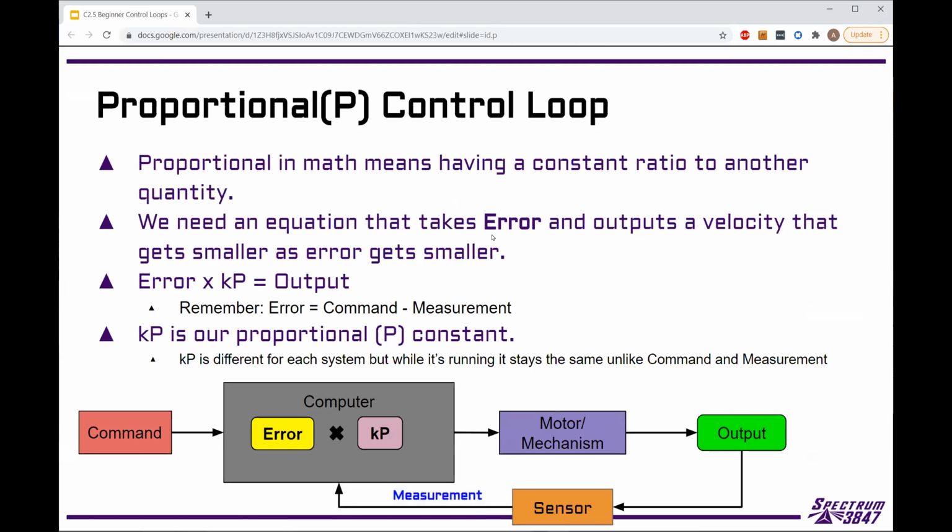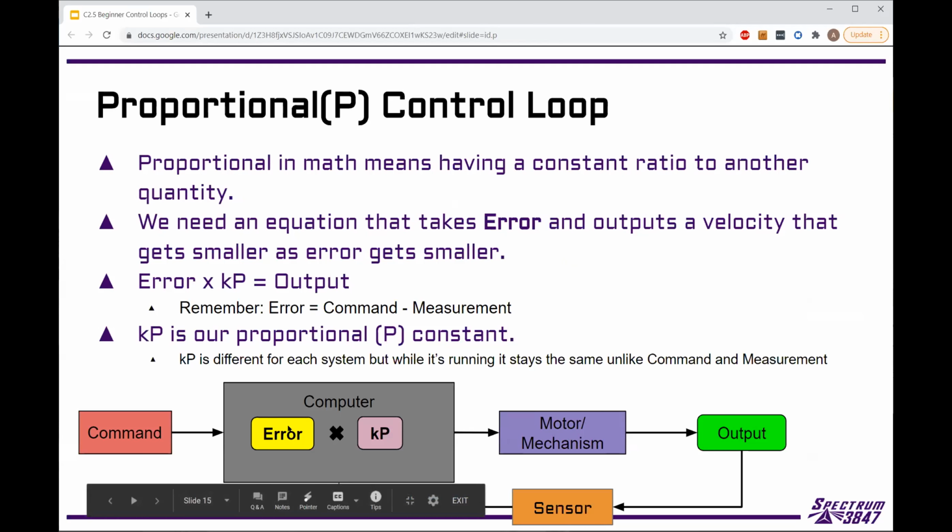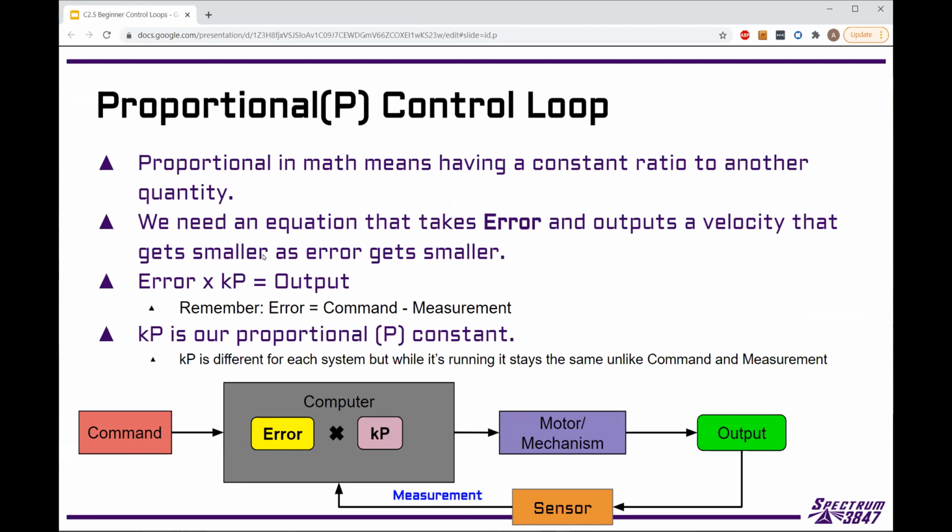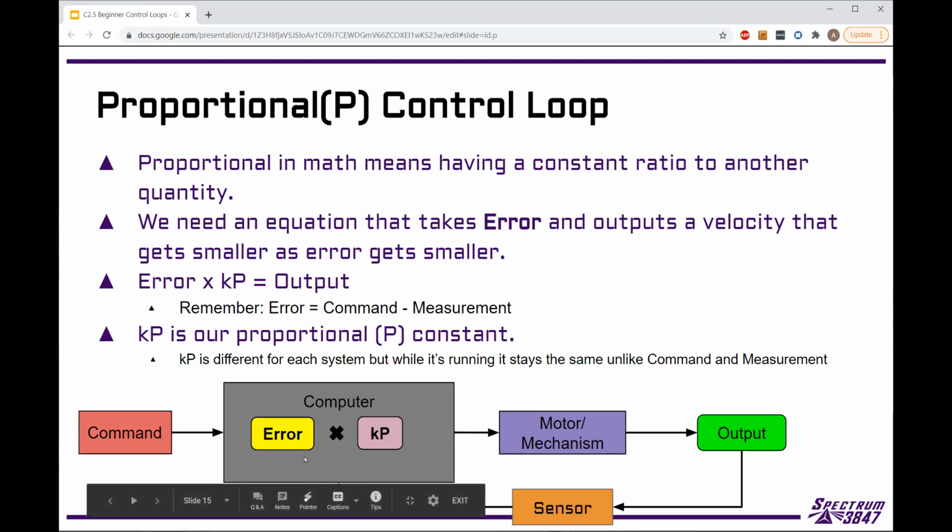So we just have to make an equation just like you would in algebra or anything like that, that takes error. We know error is command minus measurement. And we're going to output a velocity that gets smaller as error gets smaller. So our equation ends up just being error times this thing we're going to call Kp, which is our proportional constant.